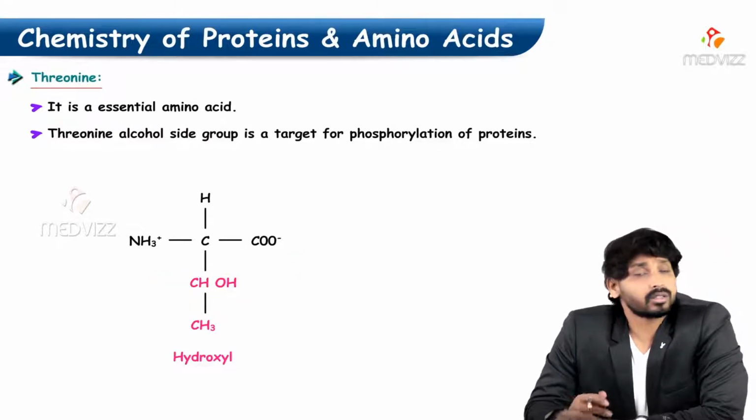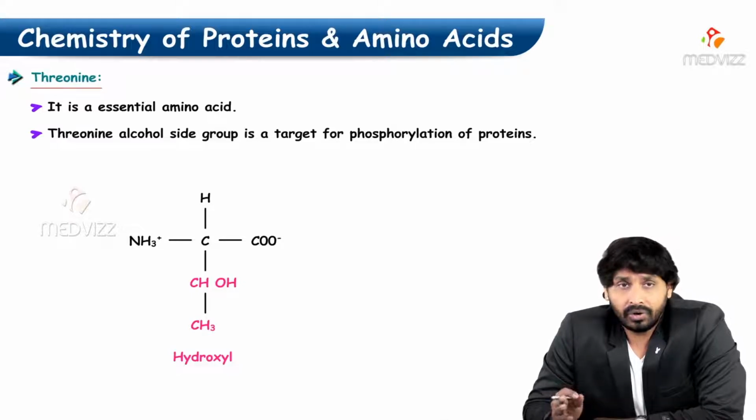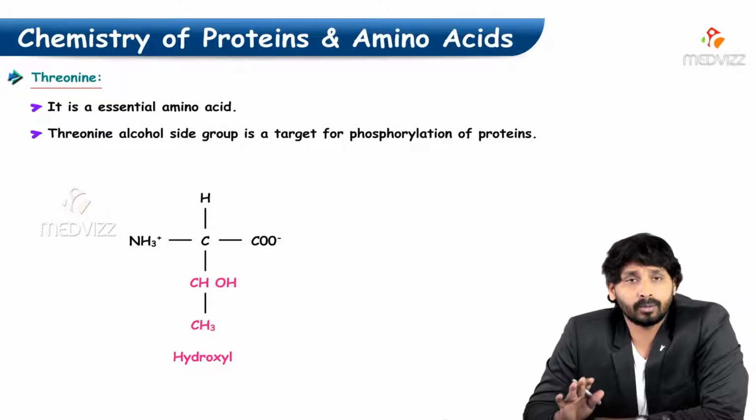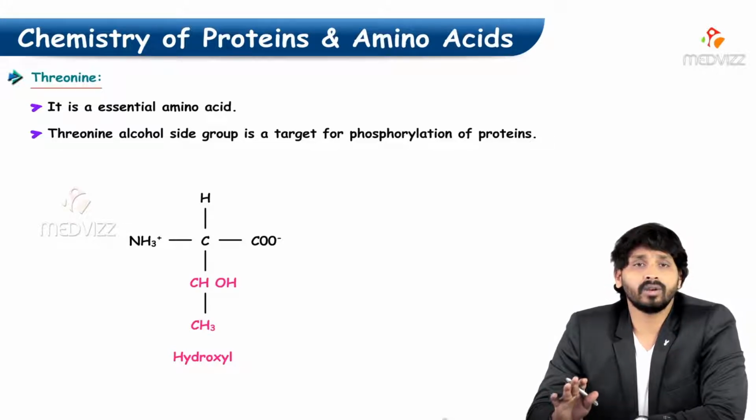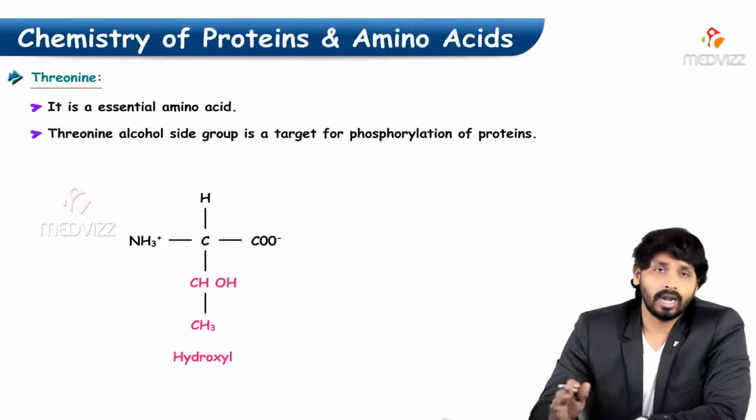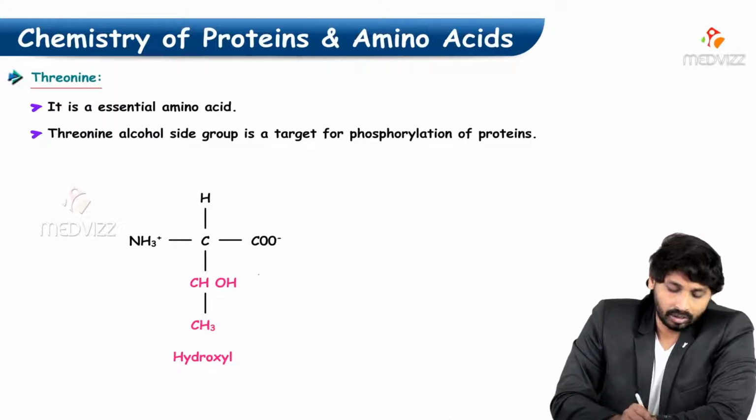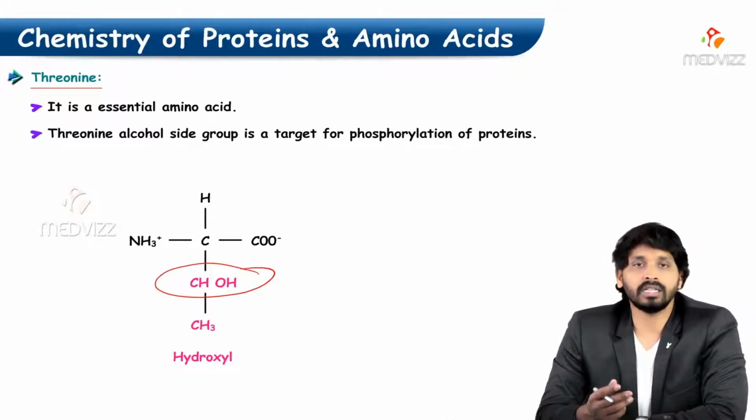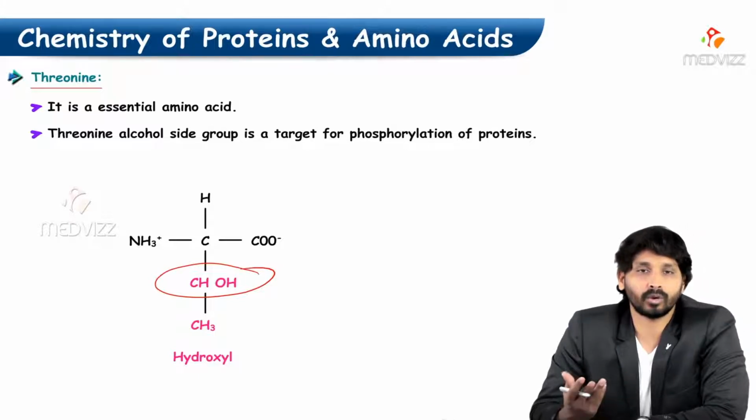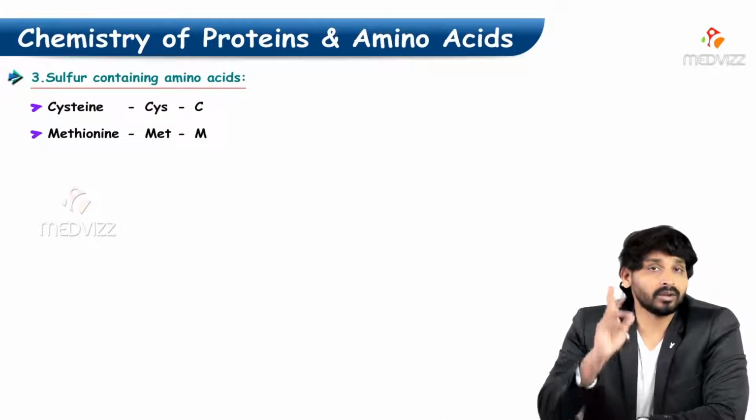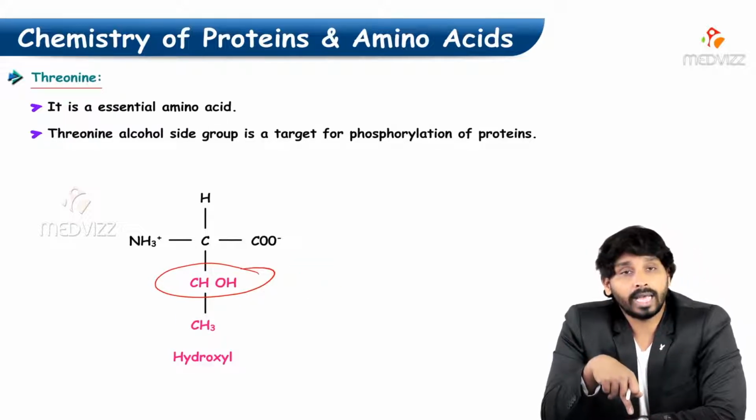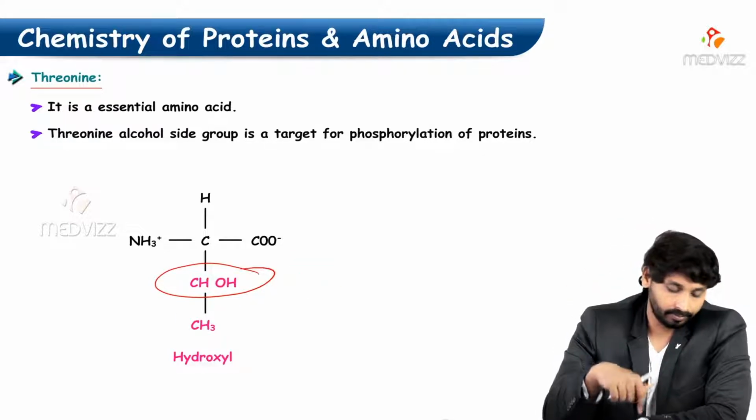Serine is non-essential, but threonine is essential. It cannot be synthesized, so we are supposed to supply threonine in the diet. It also has an alcohol group, so it can accept a phosphate group. That's why this is also a site for phosphorylation of proteins. Tyrosine I didn't mention here, because we will study tyrosine under aromatic amino acids.